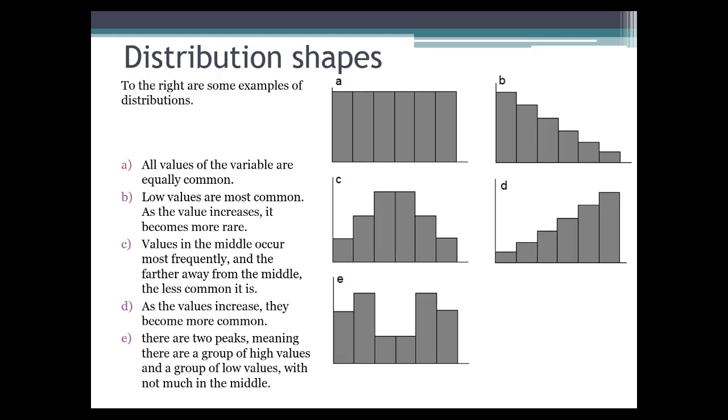All right, so these are the answers. And you can read them, so I'm not going to read them. But basically, A, C, and E are all symmetric. B and D are not symmetric.